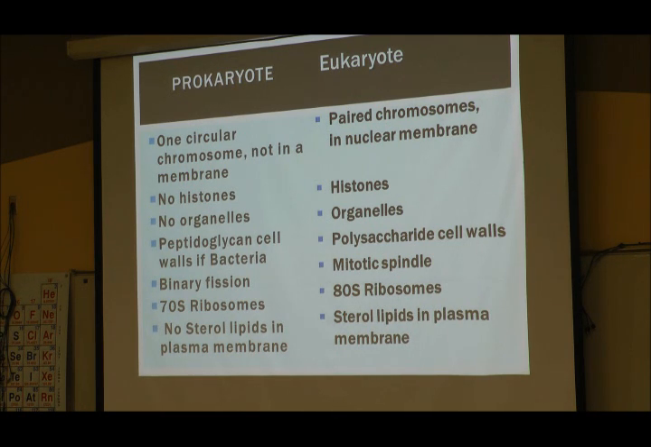In eukaryotes, chromosomes are paired, and they are enclosed in a nucleus. How many pairs in humans?